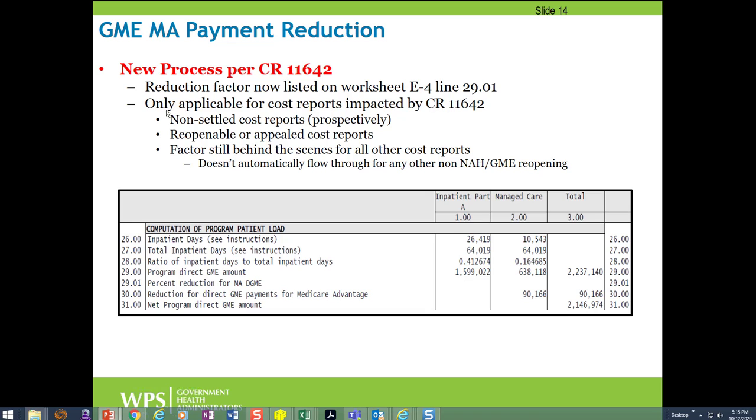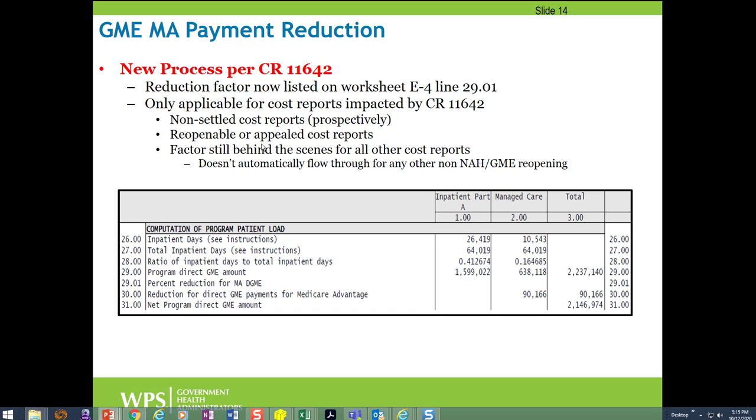Now keep in mind, this change is only applicable for cost reports impacted by CR 11642. So what that means is either they're not settled at all, they'd be impacted by 11642, or if they're reopenable or appealed cost reports, they would be impacted by CR 11642, and this would come into play.